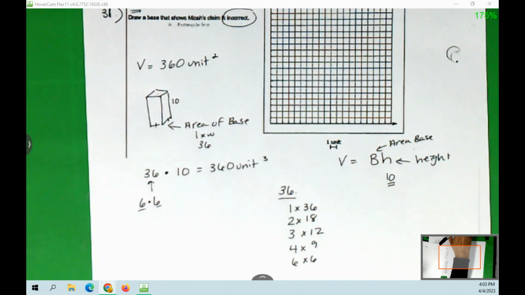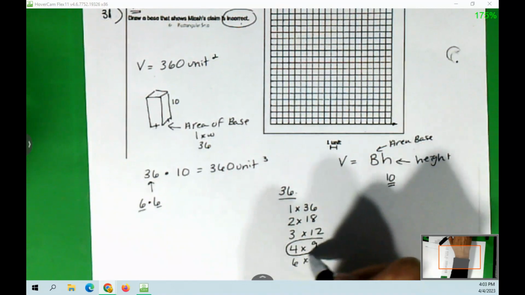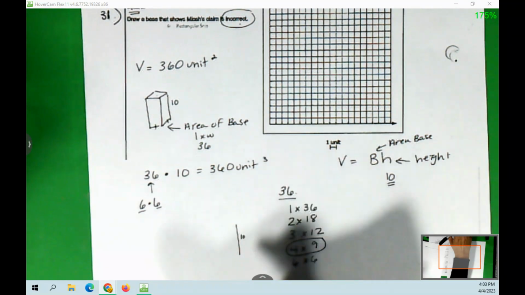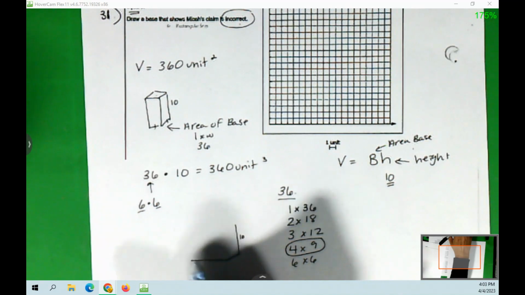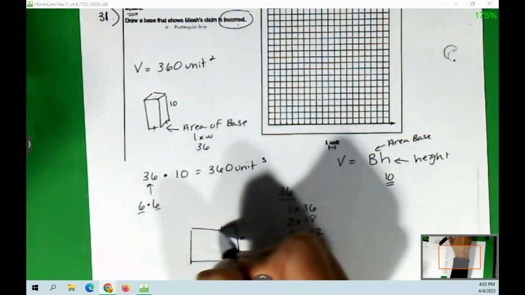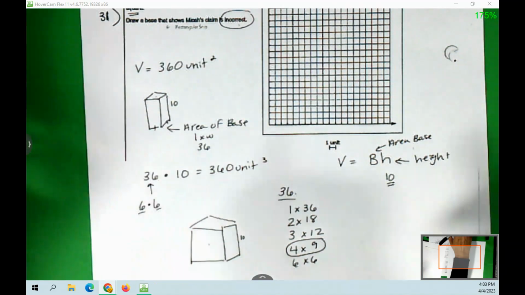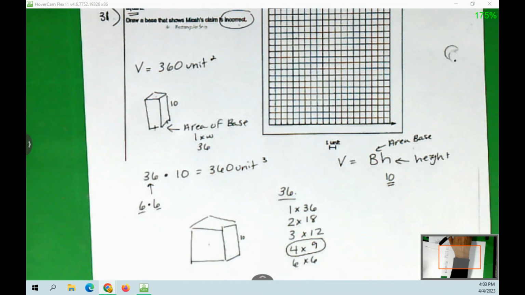Okay, we are asked to draw a base to show that Micah is incorrect. So you can pick any base you want. I think I'm going to just pick 4 by 9. So if I were to draw my height here, I would have 10. Then I would have a 4 by 9. And so that could be a possible same volume here. Obviously, I drew it a little bit bigger, but they're only interested in 36 times 10.